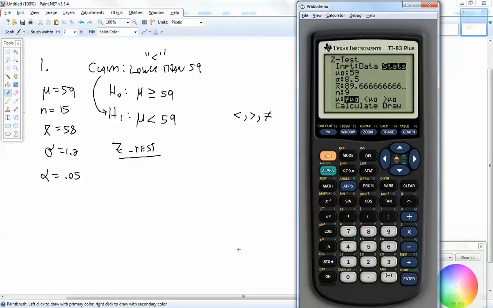Sigma. Sigma we said was 0.05. X bar we said was 58. And n we said was 15. Now this next one is the symbol off of H1. Well, H1 is a less than, so we want to right arrow over to the less than and press enter on it. Then I'll down arrow to calculate and I press enter. And we get p is equal to 0.